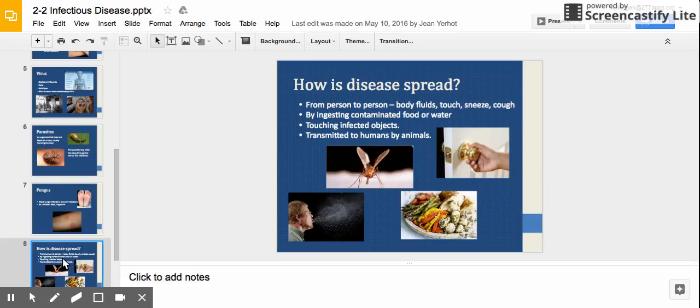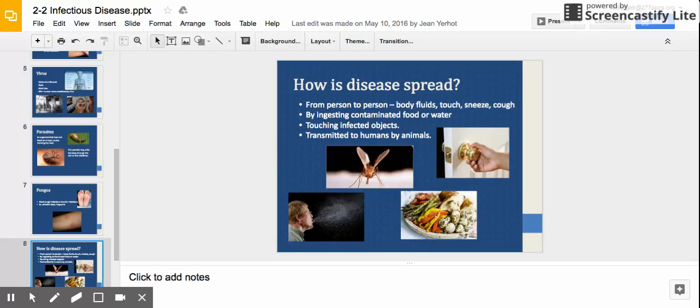Disease can be spread from person to person through contact with bodily fluids of an infected person, through touch. If someone coughs or sneezes, they spread germs. Disease can be spread if you ingest or consume contaminated food or water that contains bacteria or virus particles or parasite. Disease is spread when you touch infected objects.